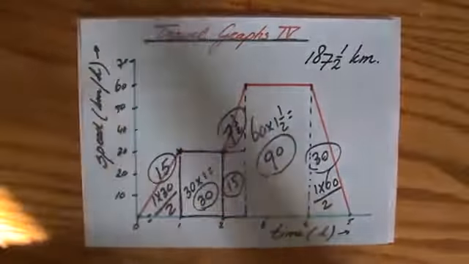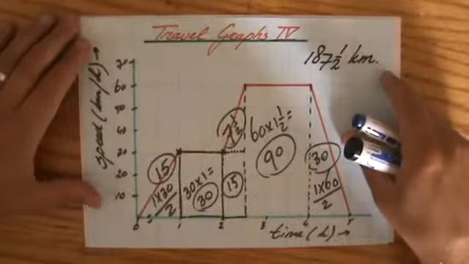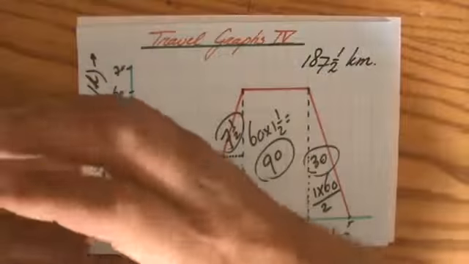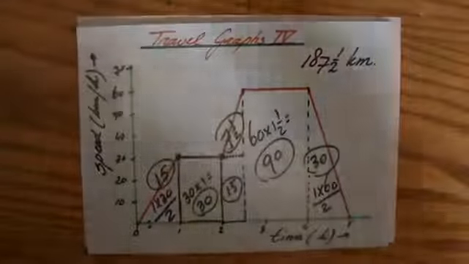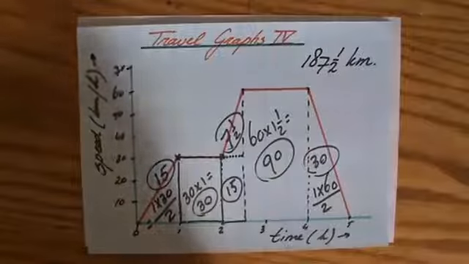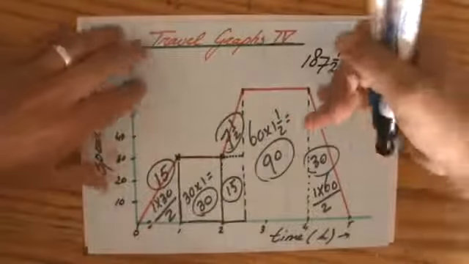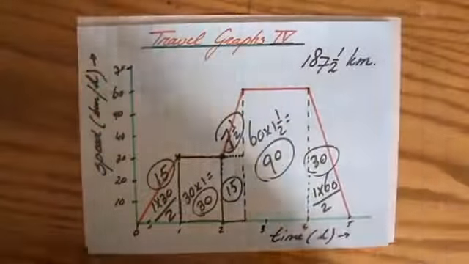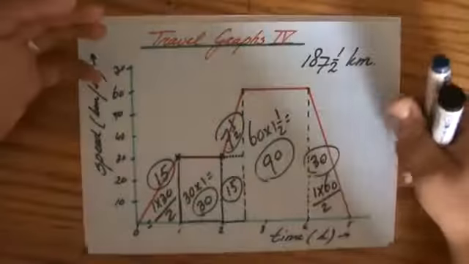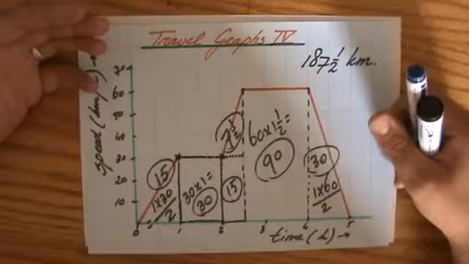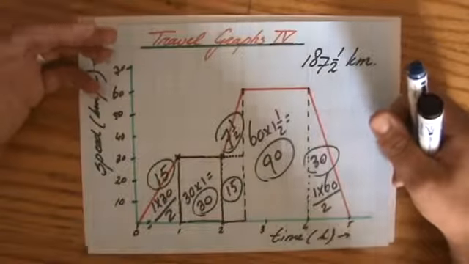Travel graphs, guys. We have spoken about distance time graphs, we've spoken about speed time graphs, we've spoken about acceleration, we have spoken about constant speeds, we have spoken about turning around, going back home, we've spoken about deceleration here. We've spoken about so many things, and all of it is important and very useful in your lives.